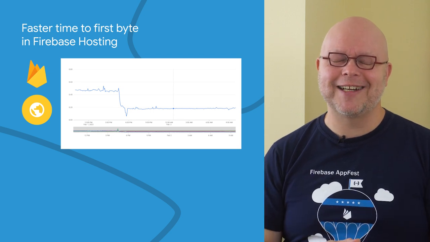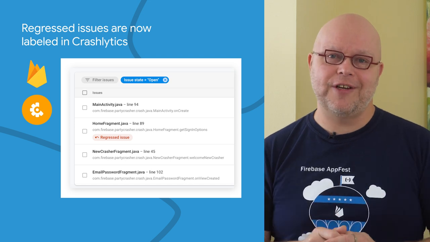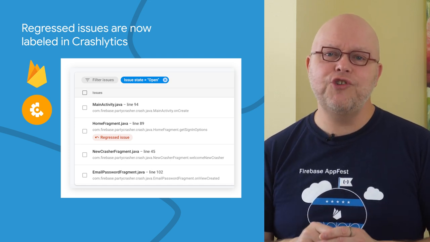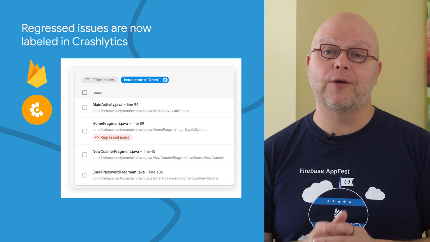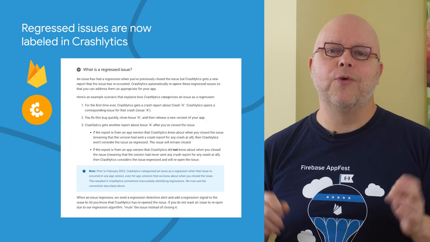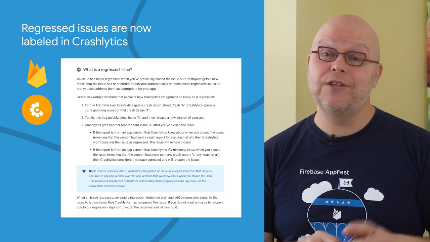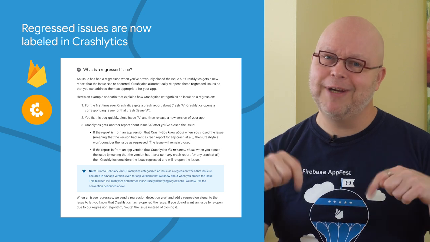It all happens automatically. If a problem that you fixed in your code reappears, that is known as a regression. The Crashlytics dashboard now shows a red label for such issues that have reoccurred, making it easier for you to filter and prioritize them. And if you want to learn more about how Crashlytics identifies these regressions, have a look at the link to this documentation that I included below.